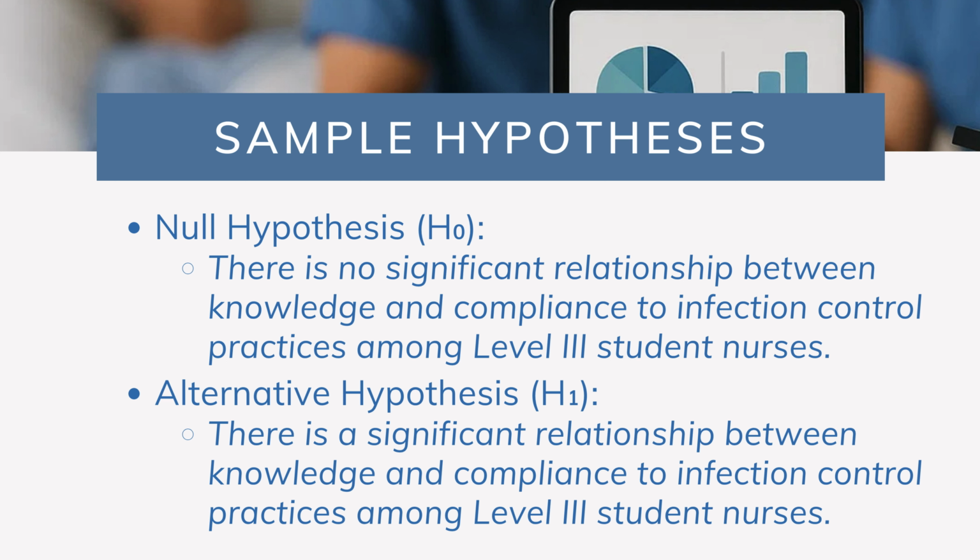During your analysis, you will collect your data. Apply a statistical test like the Pearson correlation, and if the p-value is less than 0.05, for example, you reject the null and accept the alternative. This means your research has statistical support and your hypothesis has been proven to have merit within your study.